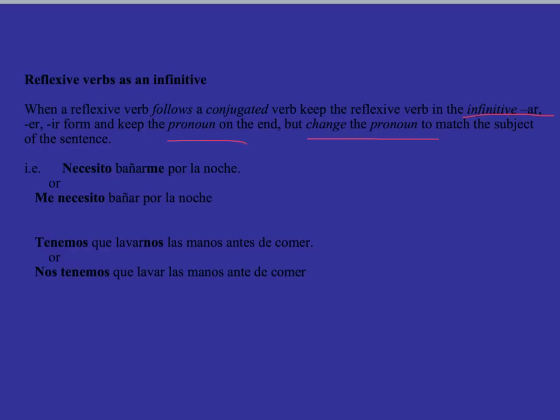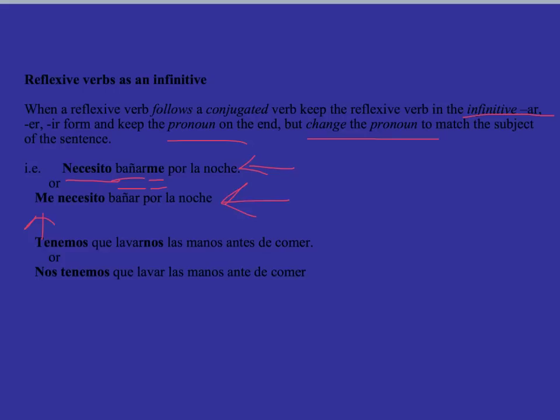For example, I need to bathe every night. Necesito is conjugated. Bañar is in the infinitive, but notice me is changed as necesito is in the yo form. You can write the same sentence putting the me in front of the conjugated verb. So I could also say me necesito bañar. So you either attach it like in the first example, or you put it in front of the conjugated verb in the second example.